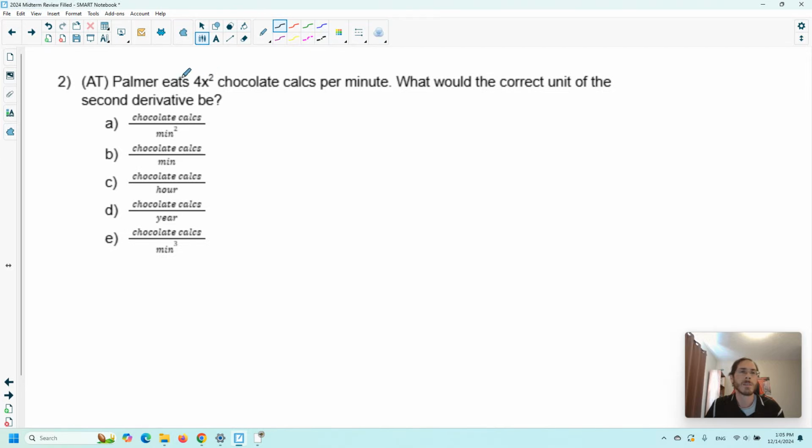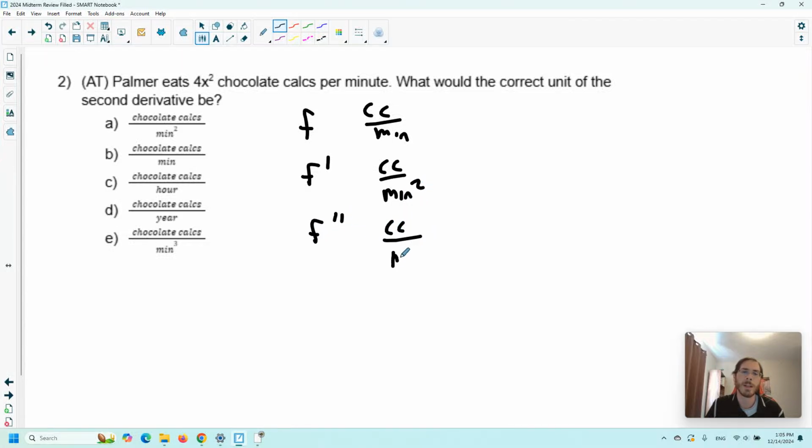So we know that right now the function is currently in chocolate calcs per minute. So if we take the derivative, that's going to be chocolate calcs, and we have to add one more unit on the bottom. So that's per minute squared. And so the second derivative, we add another one on the bottom, so that's chocolate calcs per minute to the third power. So that's going to be E down here. So pretty nice. Again, good job with this one.